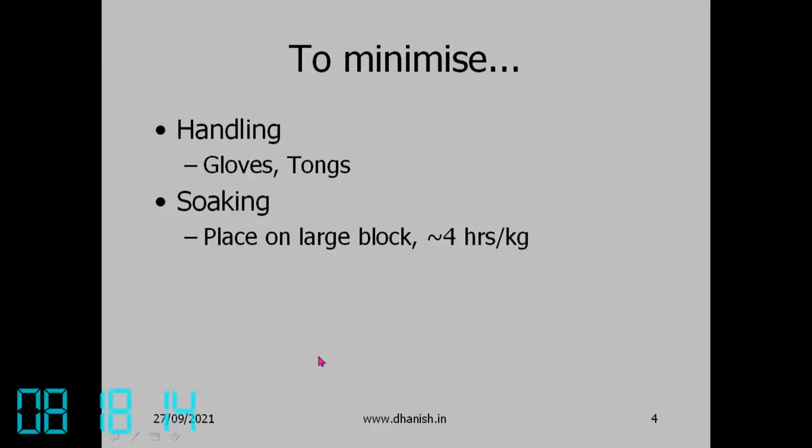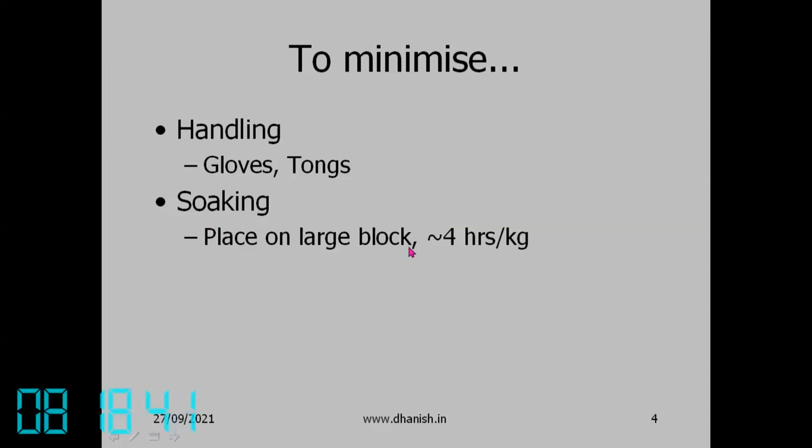So when the object is brought to the lab, it will be at a higher temperature. Even if we maintain the lab at 20 degrees Celsius, we have to allow the workpiece to cool down to 20 degrees Celsius. For that, we do what is called soaking. What is soaking? We place the workpiece on a large steel or stainless steel block.